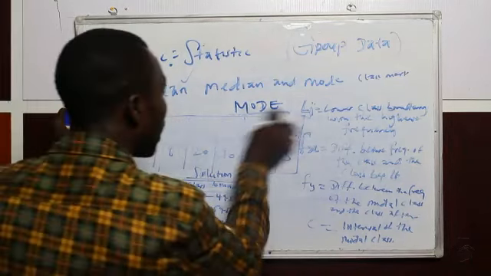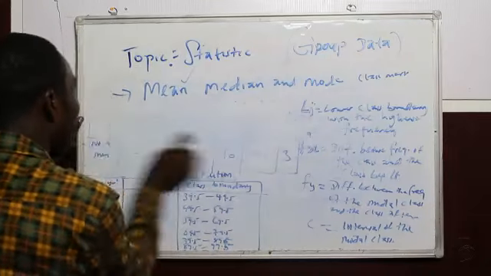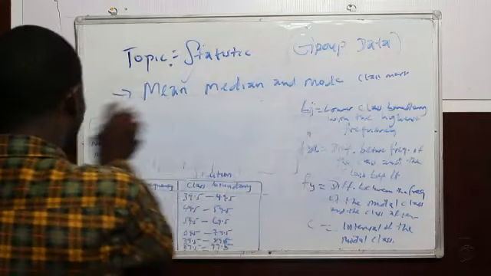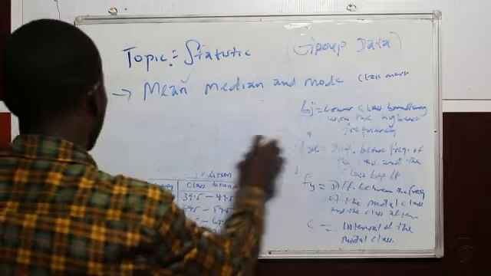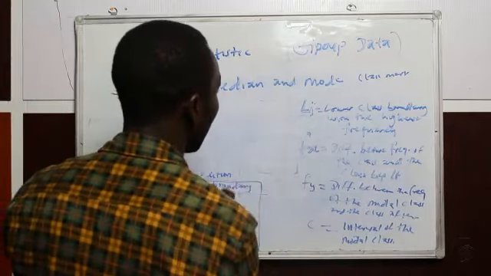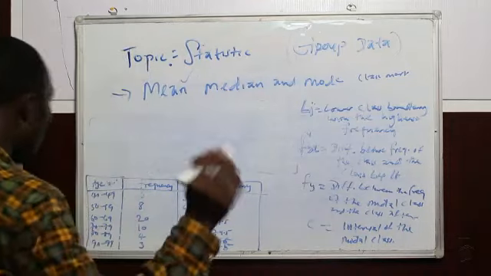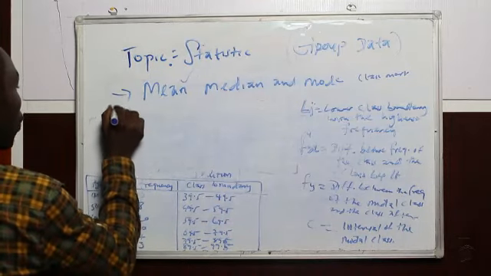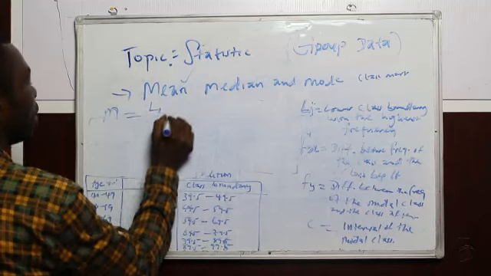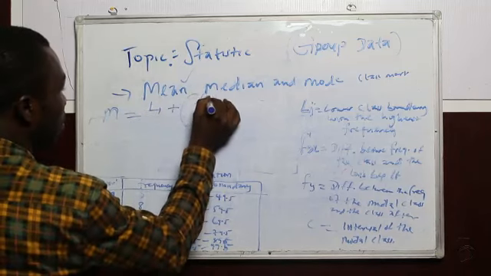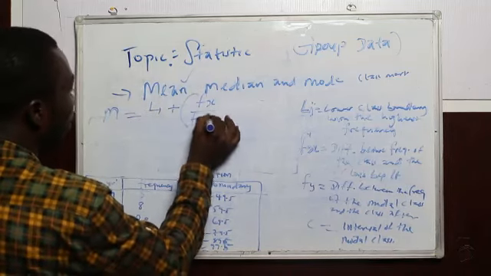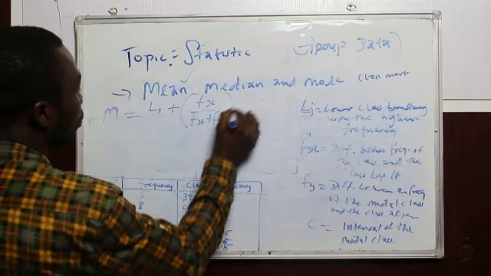What is our formula, so that we can get our answer for this mode? Wow, this is very interesting. Once we have gotten all these values, it's easy for us to use our formula. I want to remind you of our formula, which is: mode is calculated as L1 plus, bracket, fx over fx plus fy, all bracket, into C.